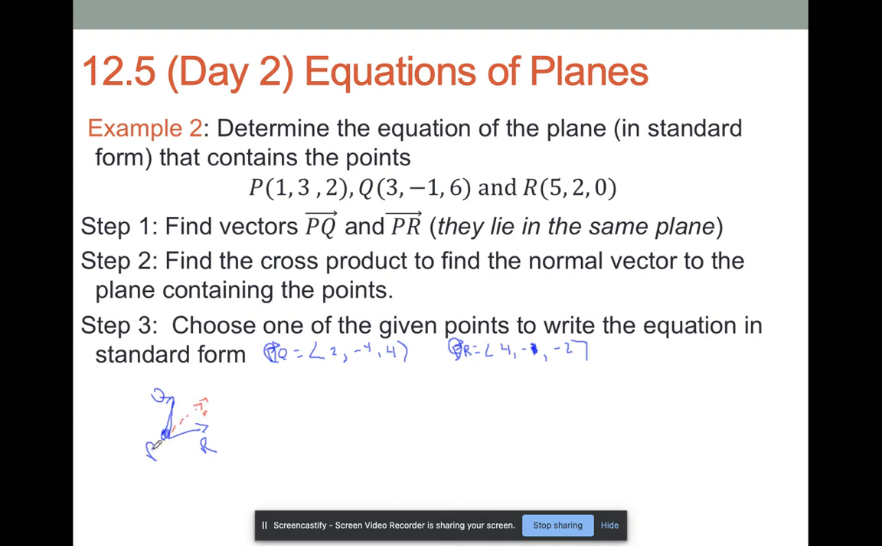Remember, I draw it through the point. It doesn't necessarily have to go through the point there. But to find the normal, that's what we did. We did the cross product in the previous video. So the cross product is the determinant of a 3 by 3 matrix where the first row is I, J, and K.